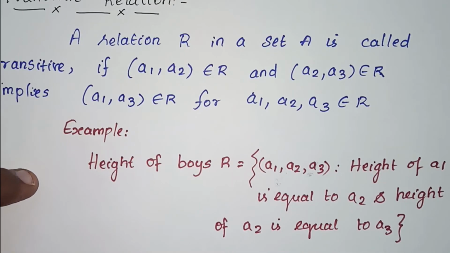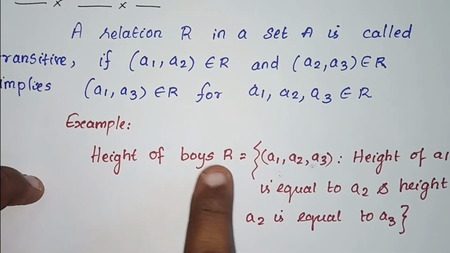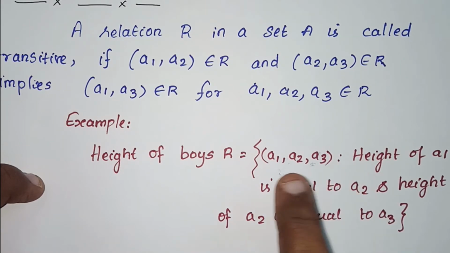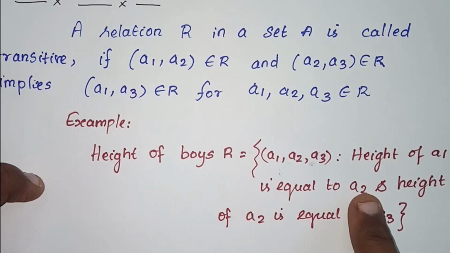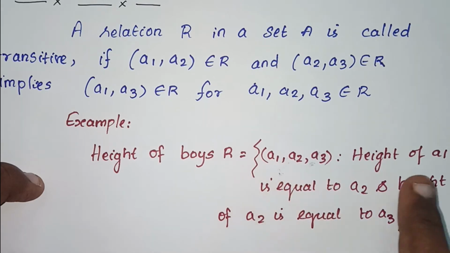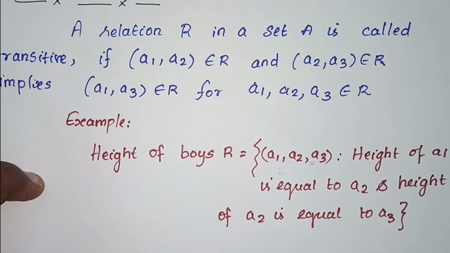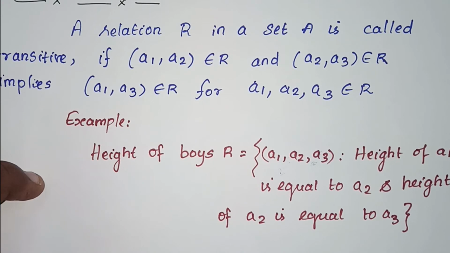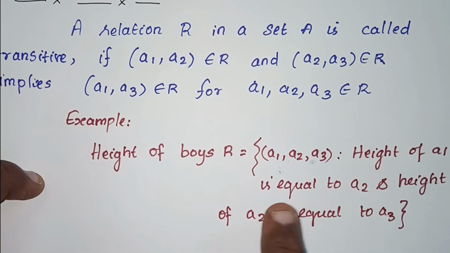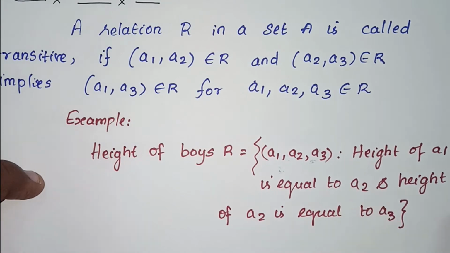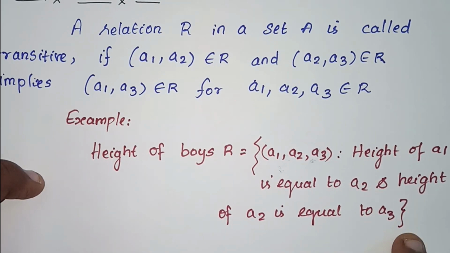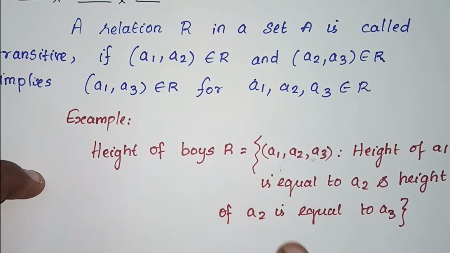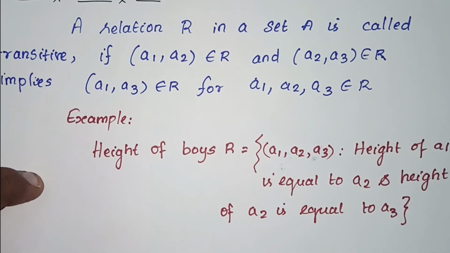So for example, take the height of boys. Three boys A1, A2, A3. The height of A1 is equal to A2, and A2's height is equal to A3. So automatically A1 and A3 heights are equal, right? A1 height is equal to A2 height, A2 height is equal to A3 height, so it automatically means A1 height is equal to A3. So this relation is called transitive relation.